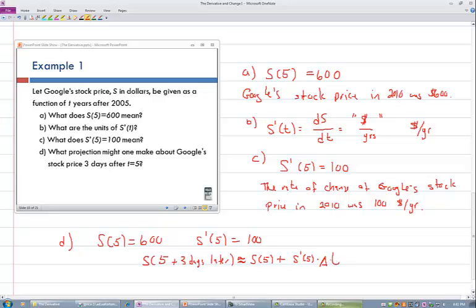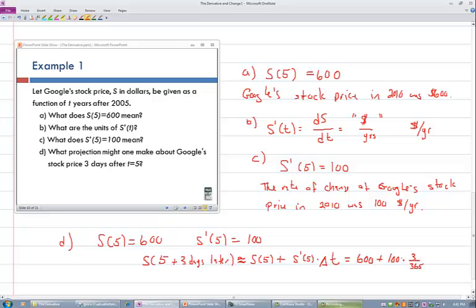So change in t. And so this is then equal to, well, S of 5 was 600. So you have $600. And that's a good approximation. So 3 days later is about $600. But even a better approximation is we know how it's changing each year. So we know it's changing by $100 each year. And now we're only going by 3 days. So we have to convert 3 days into years. Notice how the units cancel.